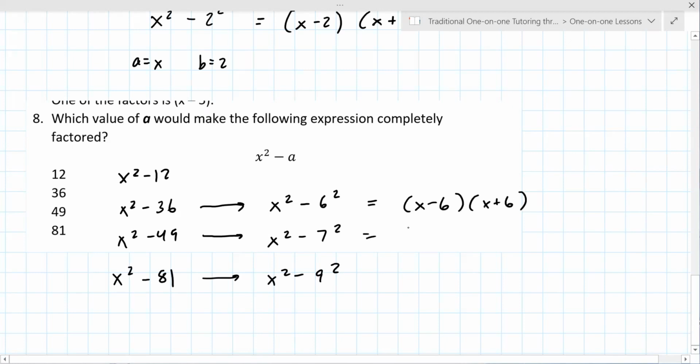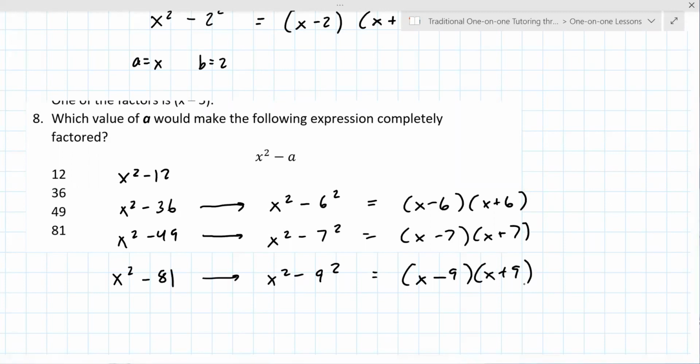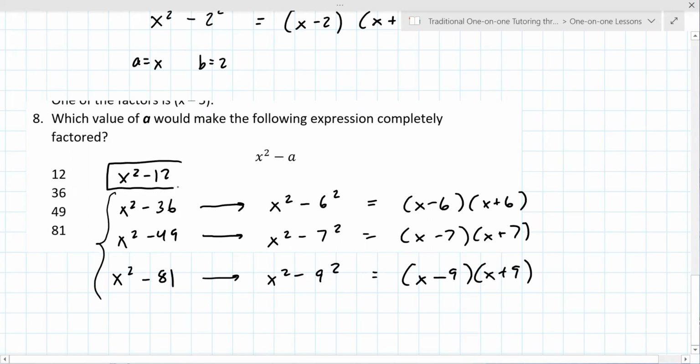So these are all difference of squares. And the order doesn't matter. If you want to write plus instead of minus, that's fine. I probably always do it this way, but I couldn't say for sure. So they're saying, which one makes this completely factored? You see that the last 3 are difference of squares, so therefore it must be the first one.